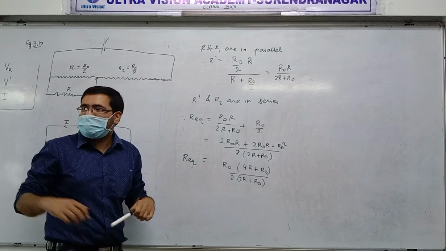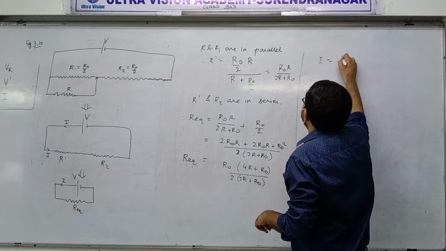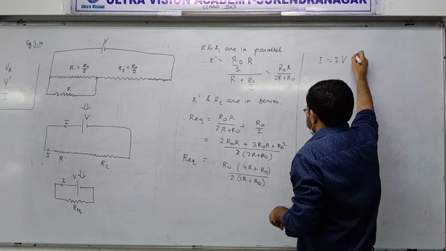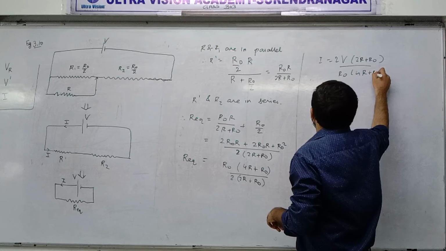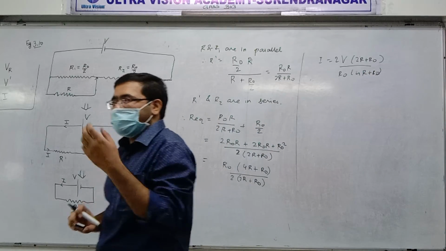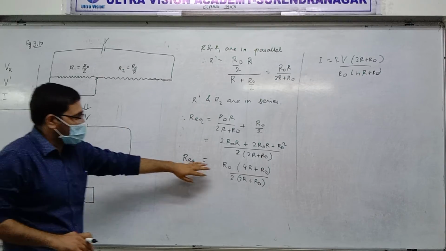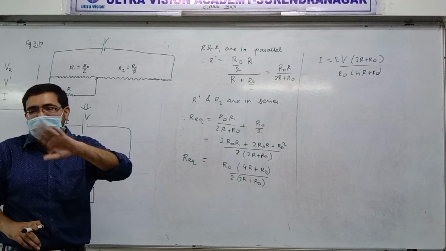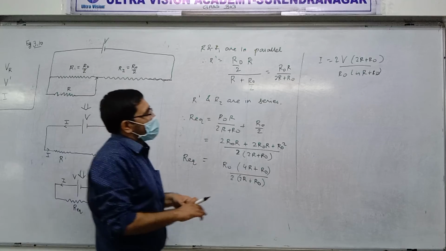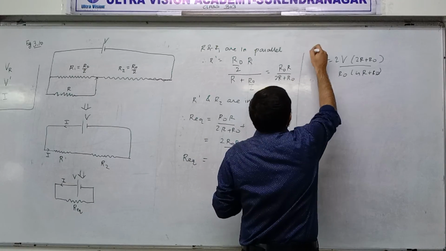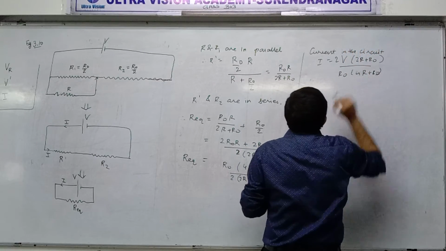Okay, right. Rohan, what's your answer? V into 2 times 2r plus r0 upon r0 into 4r plus r0. Okay, this is fine. V equal to I r and I equal to V by r. Sure. So this is the current in the circuit. Okay, this is I.